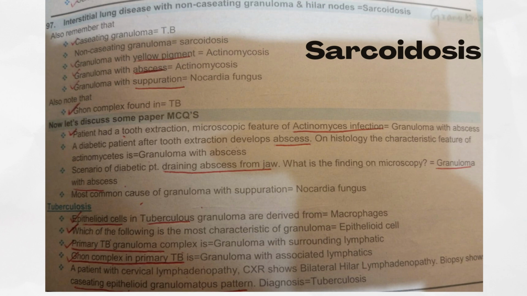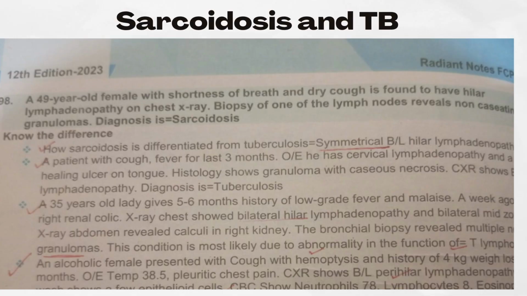We have already discussed that the primary TB granuloma complex or the Ghon complex is a granuloma with surrounding or associated lymphatics. A patient with cervical lymphadenopathy, chest X-ray shows bilateral hilar lymphadenopathy. The biopsy shows caseating epithelioid granulomatous pattern. So that is caseating, so that is going to be TB. How sarcoidosis is differentiated from TB, that is also the granulomas, non-caseating and caseating granuloma, but if that is not an option, then you are going to take symmetrical bilateral hilar lymphadenopathy.